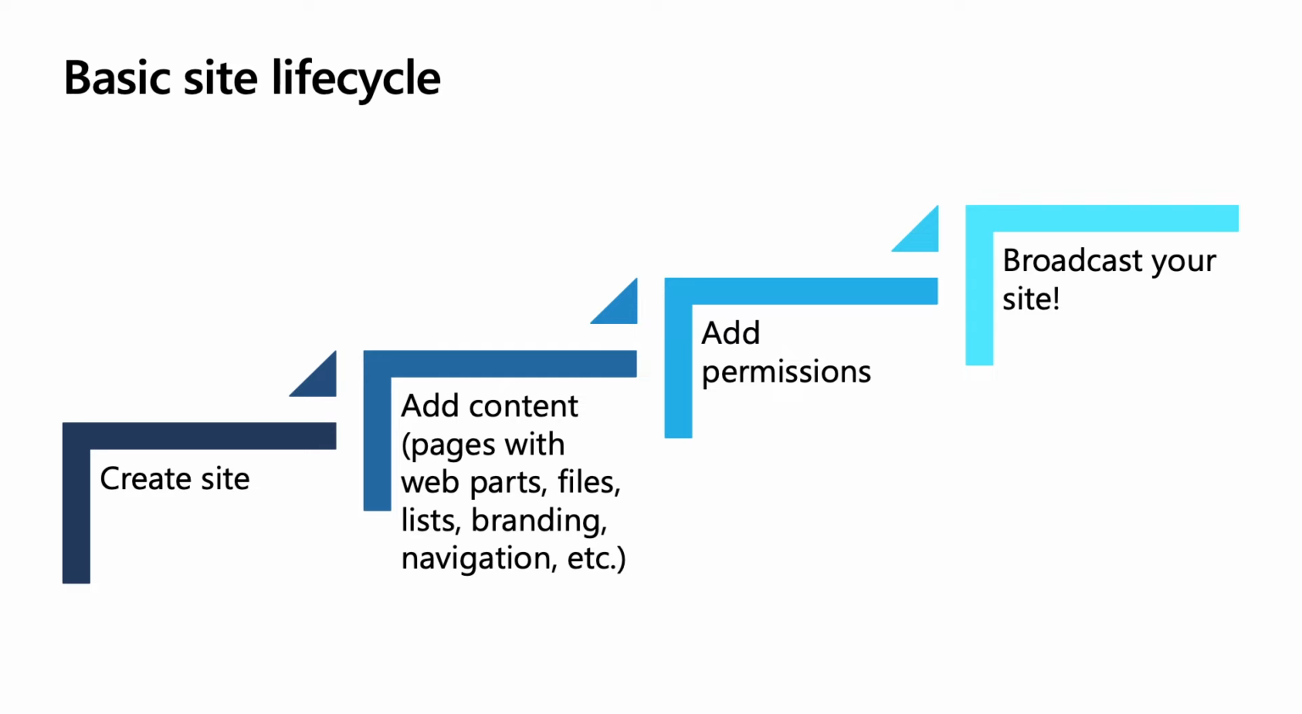Now, before we get into demos, let's talk a little bit about the life cycle of a site. How do you get started? First, you create the site. And then you add your content. You create pages, you configure your web parts, you add files, you configure your branding, and you set up your navigation. You would then add permissions and invite either your collaborators to come and add more content with you, or you would add your audience if your site was ready to be shared out.